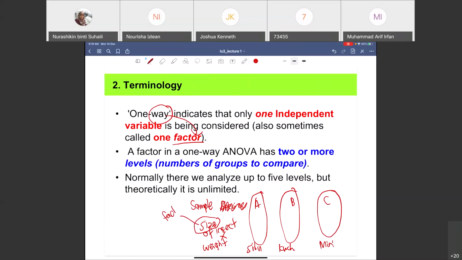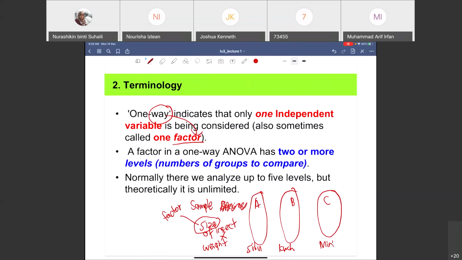Okay, one factor. So you want to compare across the samples, like the samples you got from Cebu, the samples you got from Kuching, the samples you got from Miri, how the size of the insects varies. Is it Kuching is more, or the samples of Cebu is more, and stuff like that. Okay, so in this case, the factor is referring to the things that you want to measure, or the parameter. Sometimes we call it parameter, sometimes we call it variable. Okay, so it's only one.